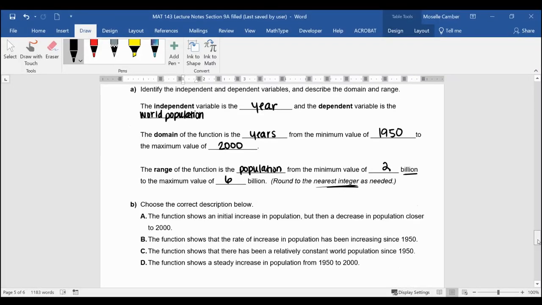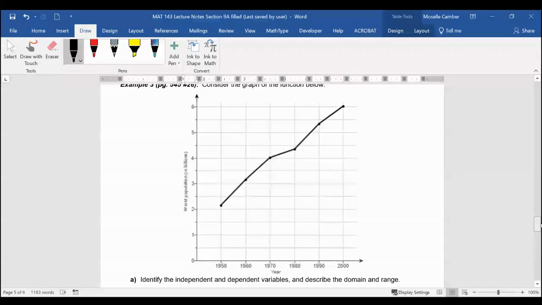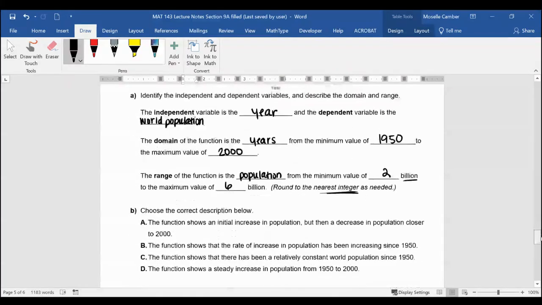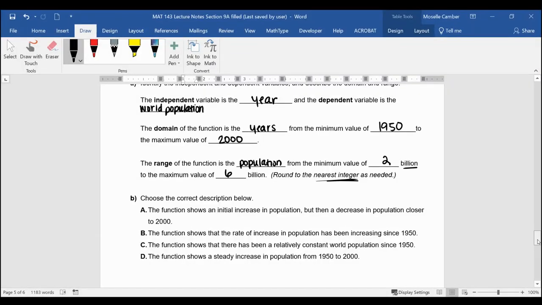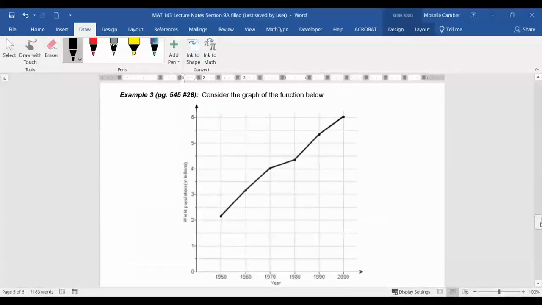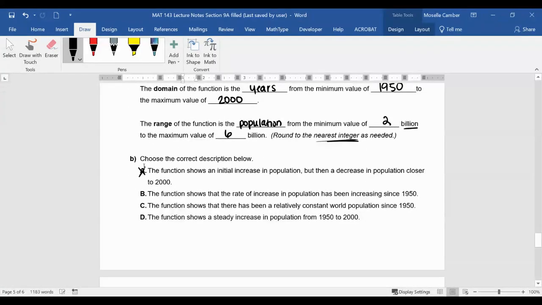Okay, now describing it in words. If we're going to describe this function and what happens on that graph, A says the function shows an initial increase in population but then a decrease in population closer to 2000. So that means population is increasing, but then it decreases closer to 2000. Well, it looks like between each of these, we're always going up. So there's not a decrease at all. So we know it's not A.